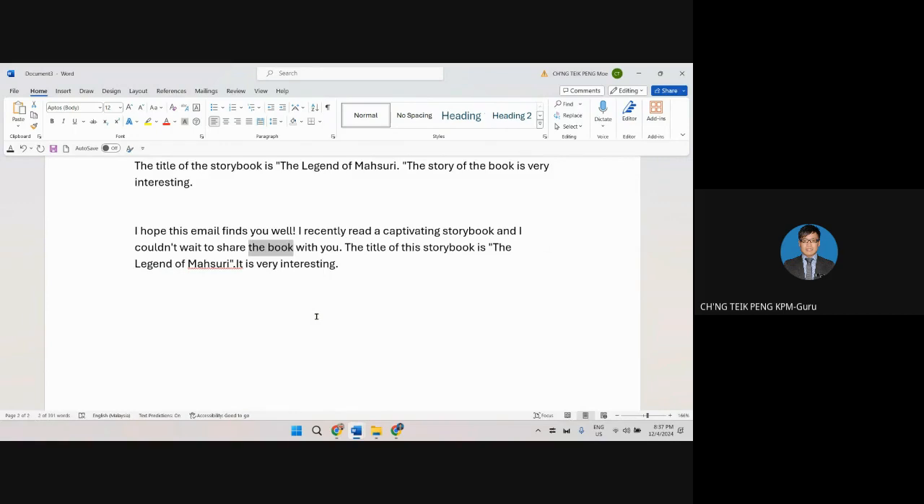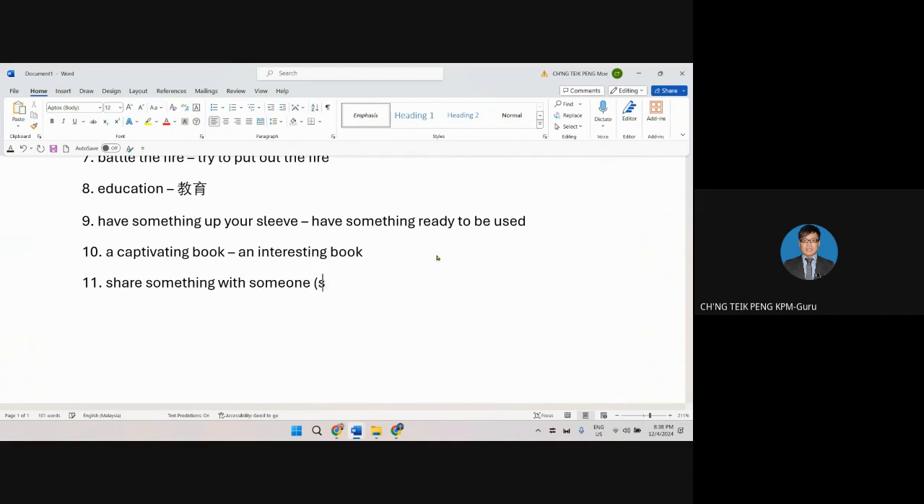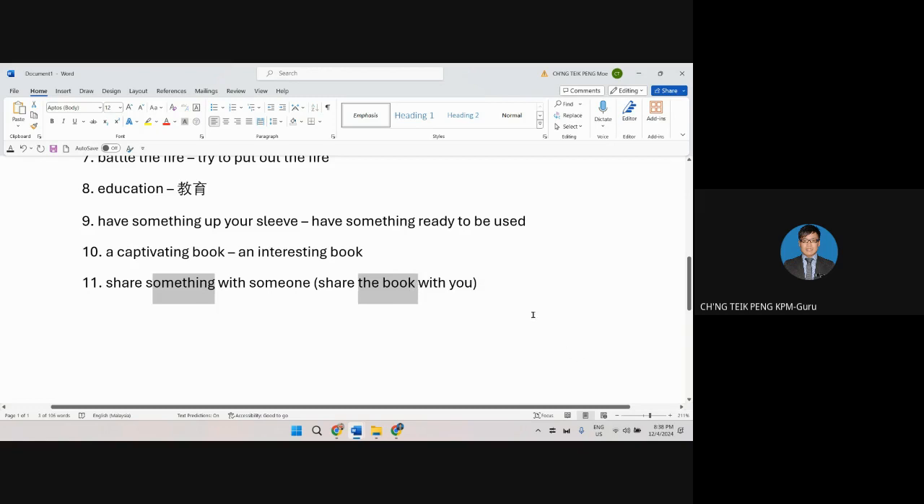But we don't like to repeat the same word again and again, right? So you can replace it with it. I couldn't wait to share it with you. All right. And then the title of the storybook is The Legend of Masuri. It is very interesting. OK，很好。接下来是真亨啦。你看现在你给老师记录下来先。你看到很多学生都用 share 这个字用错。OK, we have to share something with someone. Share the book with you. Share it with you. 那个 something 那个 object 啊 you cannot neglect it. All right, you cannot neglect it.